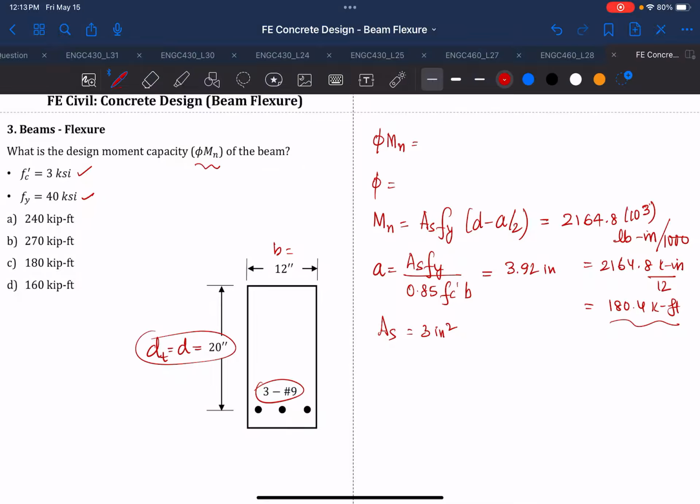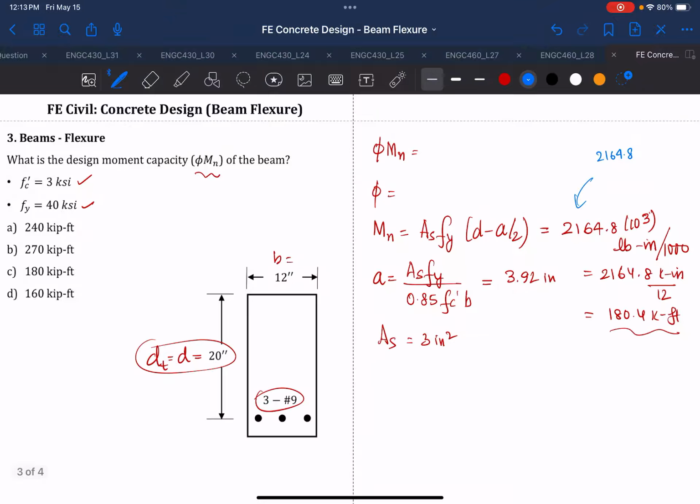And here you can also put 2164.8 times 10 to the power 3 divided by 12,000 to get kips feet. You can do it either way, whichever you feel comfortable with: you can go step by step, or you can do it all at the same time, because you see that we divided by 1000 and we divided by 12. And please remember that if you use 3 ksi, then it will be kip, but here in our calculation we use psi, that's why it becomes pound inch, and this is 40,000 psi.